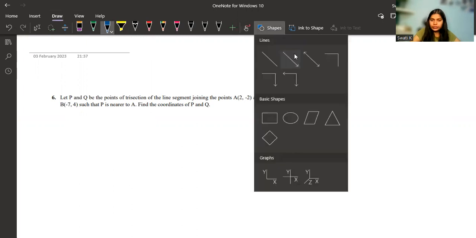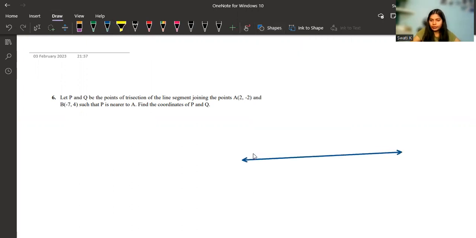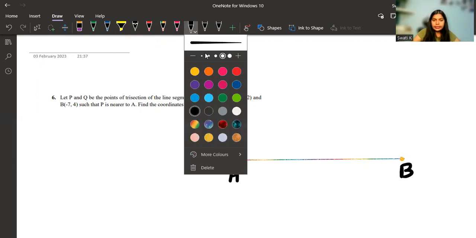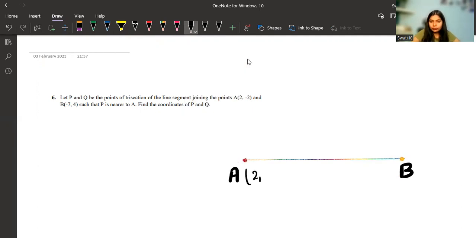So first of all, let's draw a point A and B. Now I'll be super fast. So we have a line segment. I have drawn a line, so this is a line segment. I have converted a line into a line segment now. So this is point A and this is point B. Now the coordinate of point A is given, which is 2 comma minus 2. And coordinate of B is given, which is minus 7 comma 4.